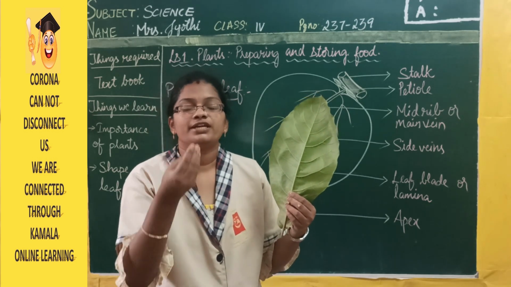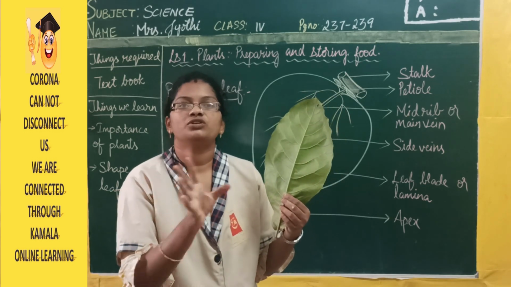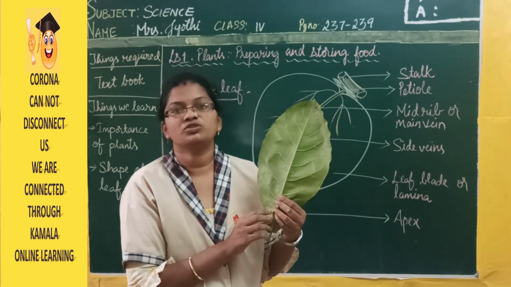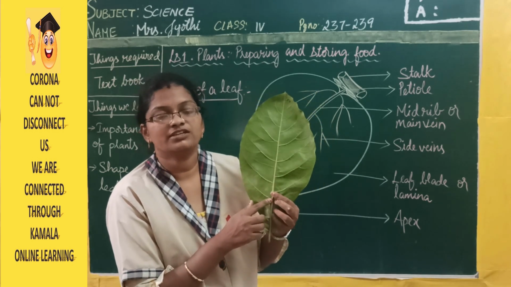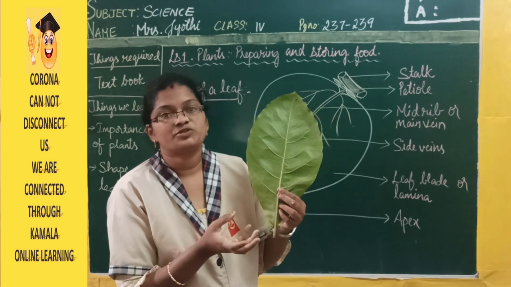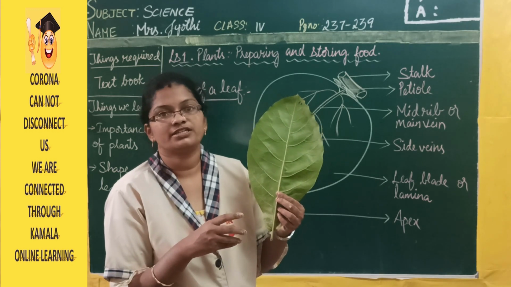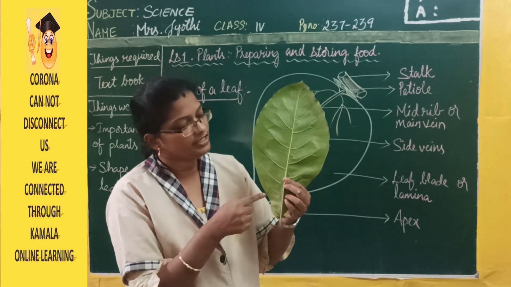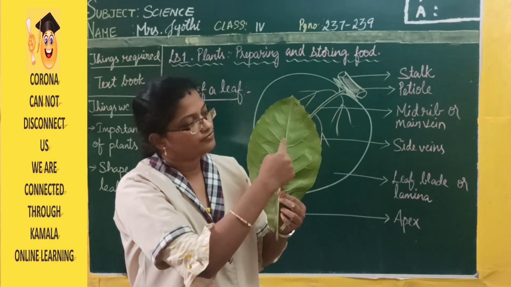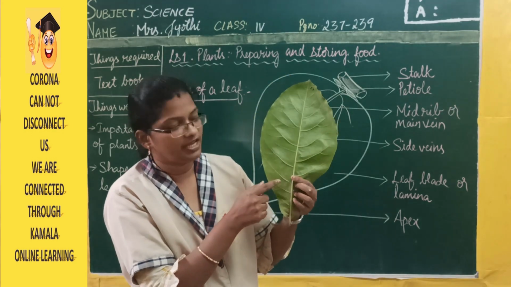Whatever food you eat enters into the stomach, isn't it? And from the stomach it goes into other parts of the body through the veins, isn't it? In the same way, here in the leaf, the plant is going to absorb water and breathe in carbon dioxide, isn't it? With the help of all these things, they prepare their food. All these parts enter into each and every side of the leaf blade through the main vein and the side veins.